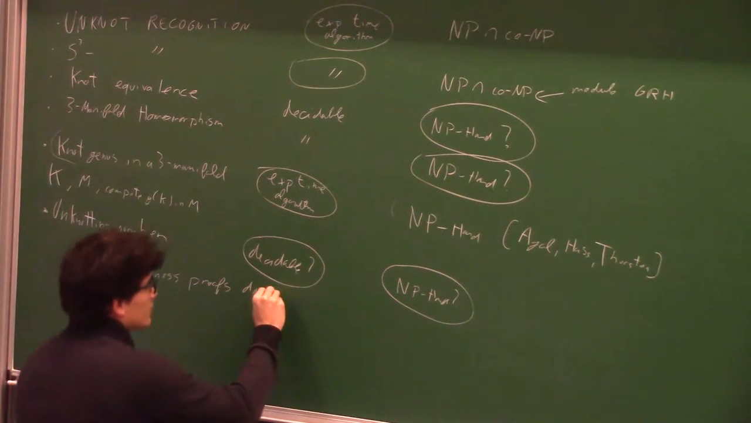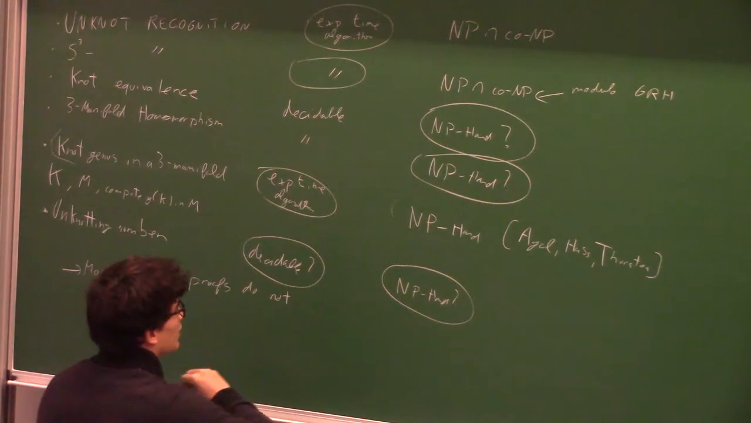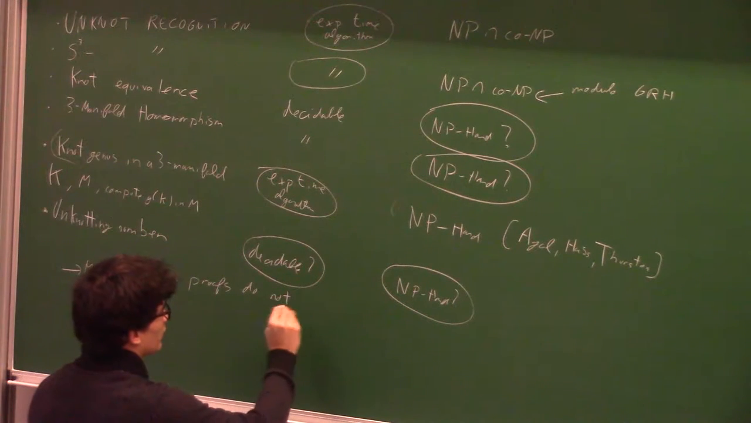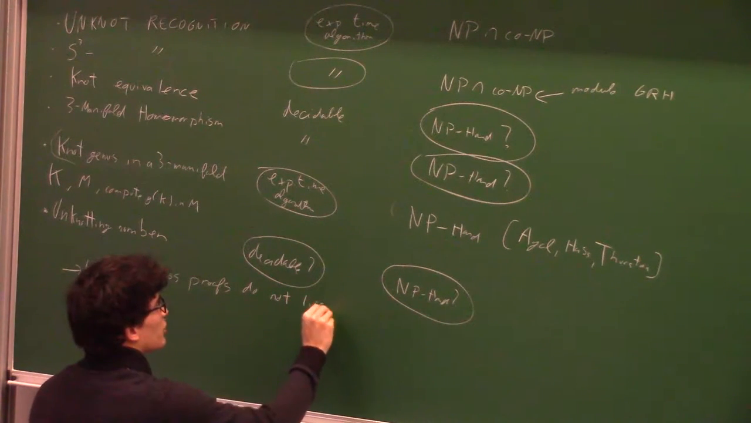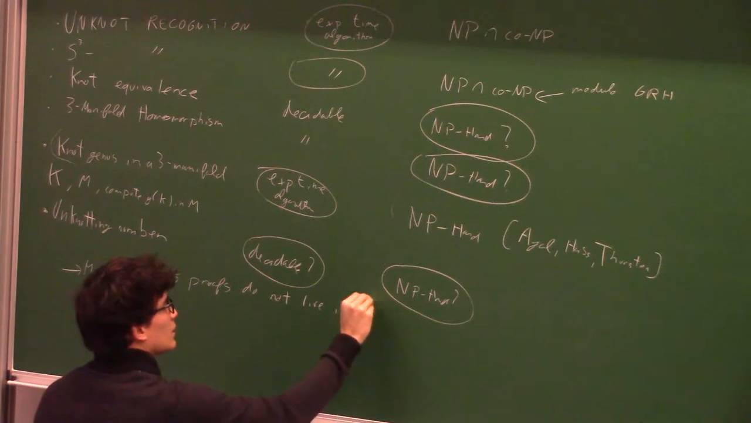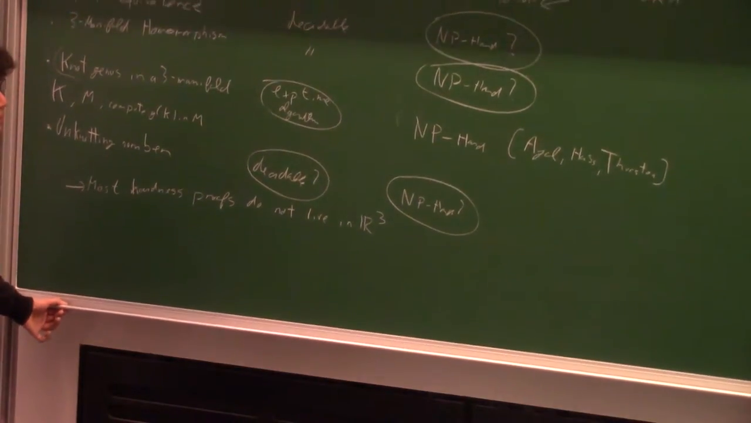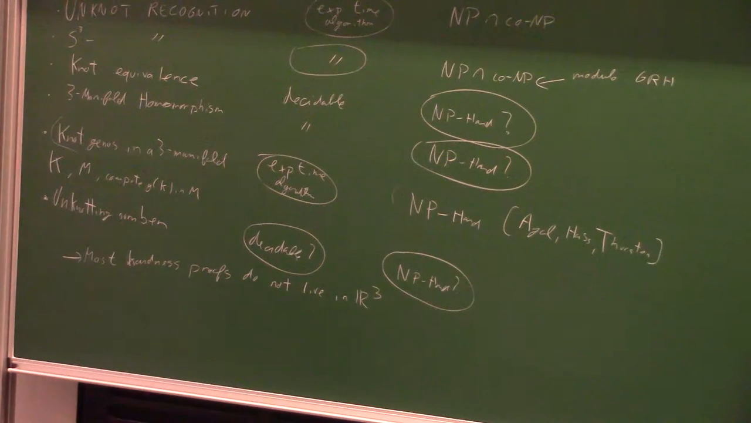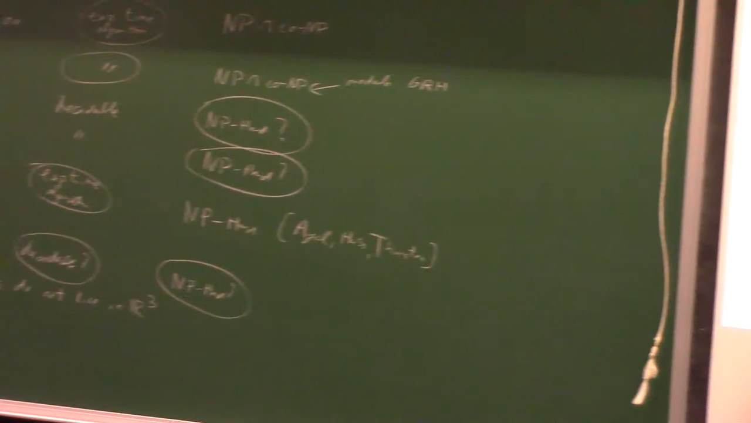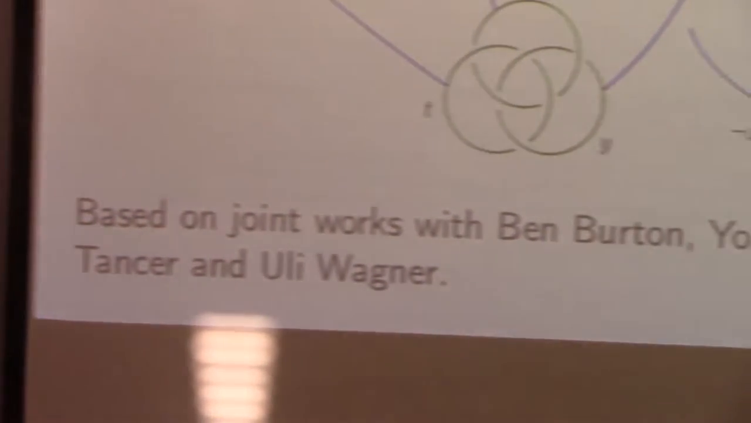And I should say that there's been a paper by Lackenby last year where I had a few hardness proofs in R3. But that's pretty much the only exception. So this is one of the reasons why nothing non-theoretical is known to be hard. Now what I want to talk about today is progress on these hardness questions on embedding problems.